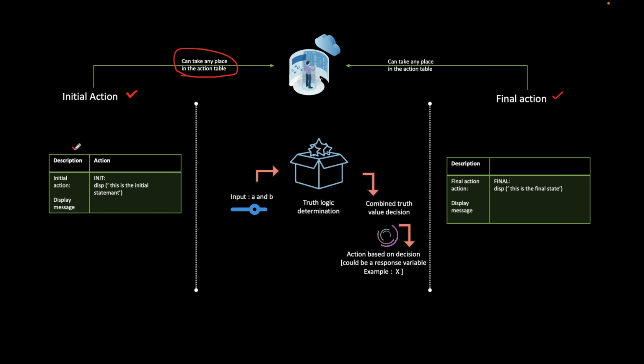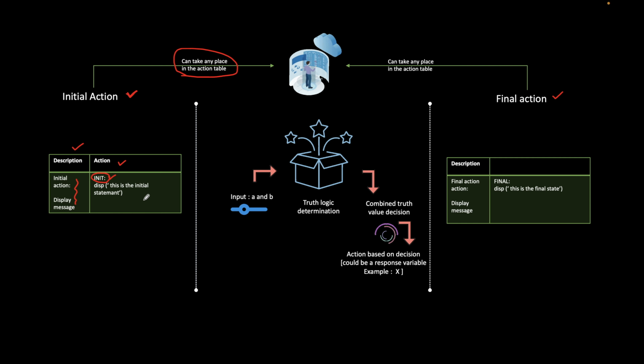In the first column, you need to describe what you are trying to implement. So some description, like here we are trying to implement some display logic. So we will be displaying something, and that will be taken as the initial step or initial action in the truth table. And in the action part, you need to mention init colon. If you mention this particular keyword in your truth table action part, then you will be able to take it as the initial action.